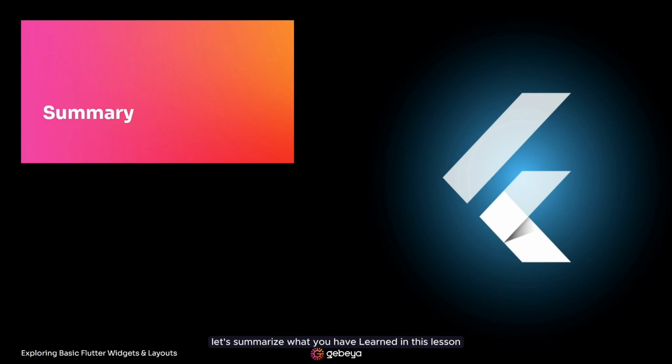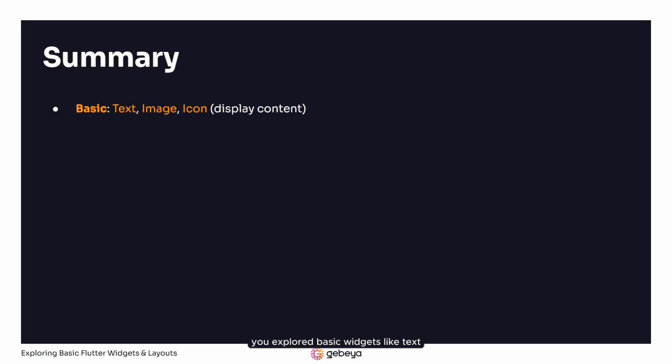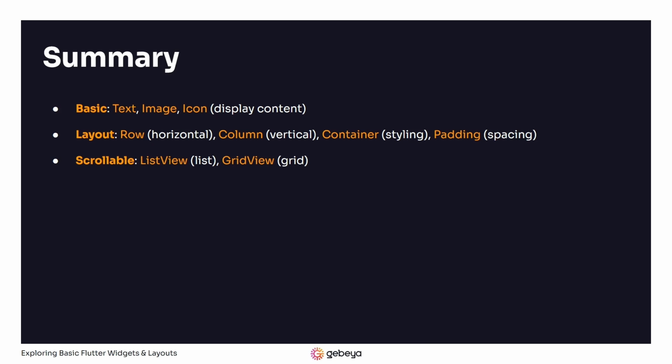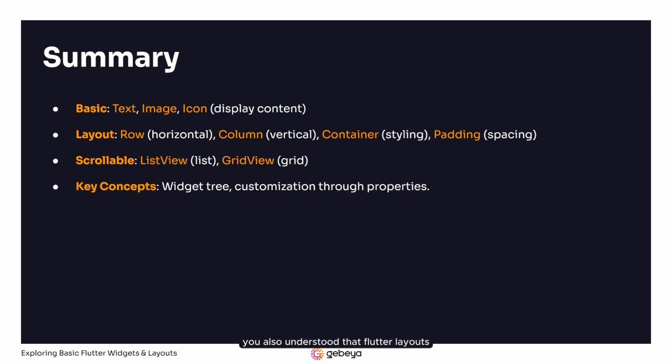Let's summarize what you have learned in this lesson. You explored basic widgets like text, image, and icon for displaying content in your app. You learned about layout widgets like row, column, container, and padding to arrange and style your UI effectively. You discovered scrollable widgets like ListView and GridView to display scrollable lists and grids. You also understood that Flutter layouts rely on the widget tree structure and that customization happens through each widget's properties.